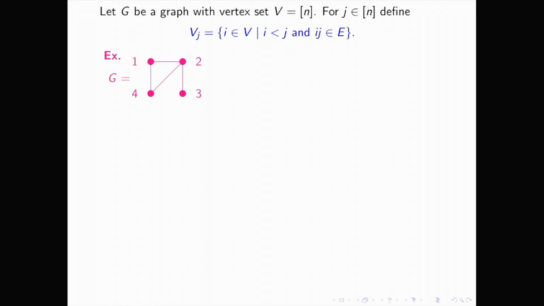Back to our usual graph, what is V sub 1? Trick question. V sub 1 is the empty set, right? Because remember, for V sub 1, we need to look for vertices smaller than 1. Are there any vertices smaller than 1? Clearly not. So this is empty. What's V sub 2? Well, here's 2. Is it connected to anything of smaller label? Yeah, 1. So this just consists of the set 1. What about 3? 3 is connected to the smaller vertex 2. And then finally, 4 is connected to both the smaller vertices 1 and 2.